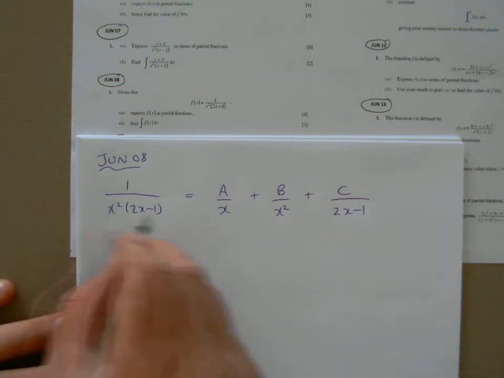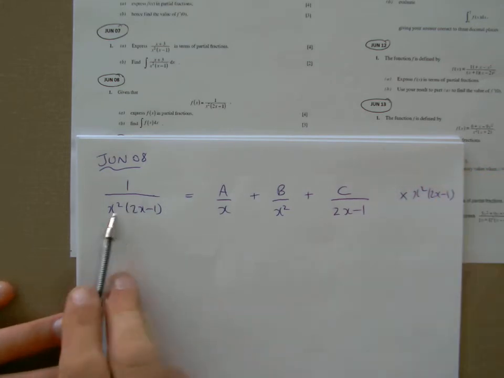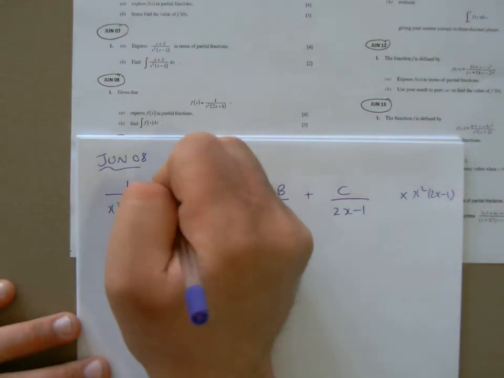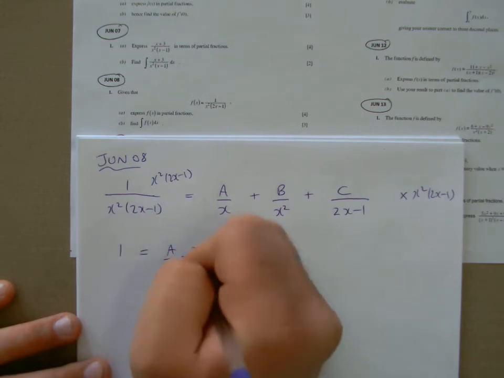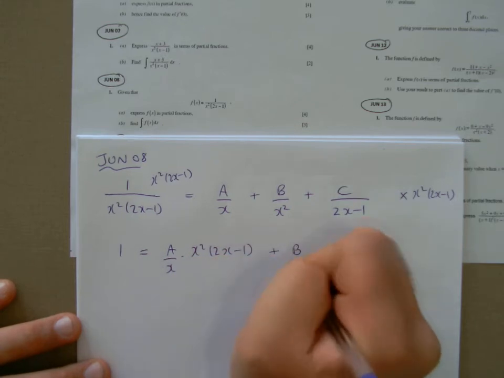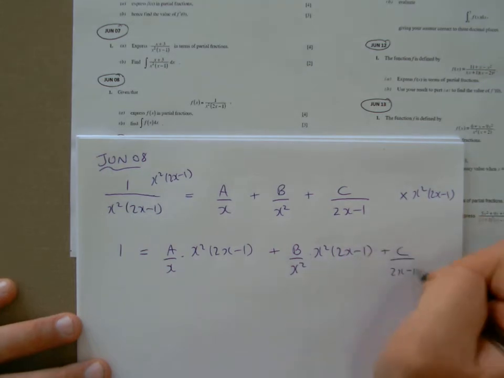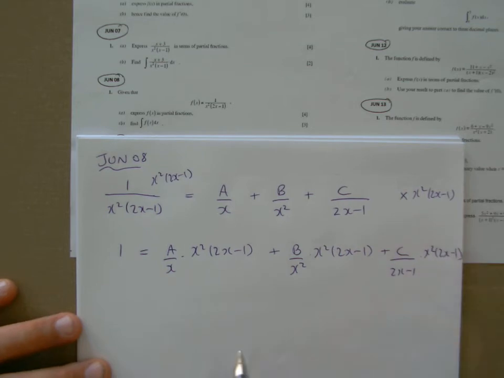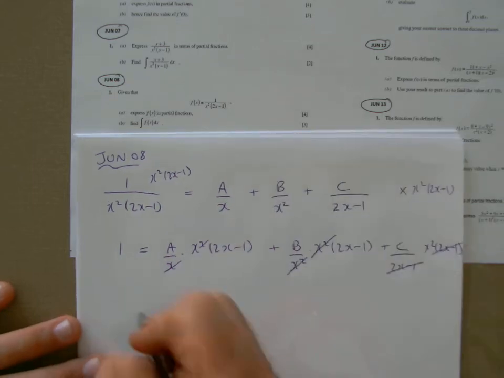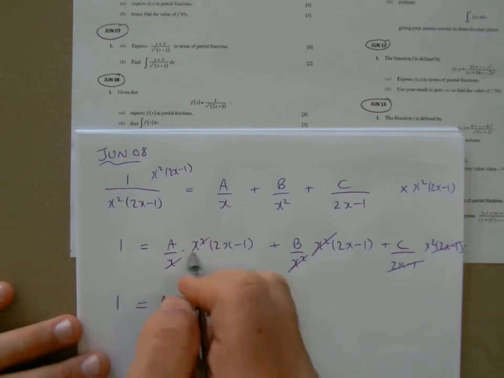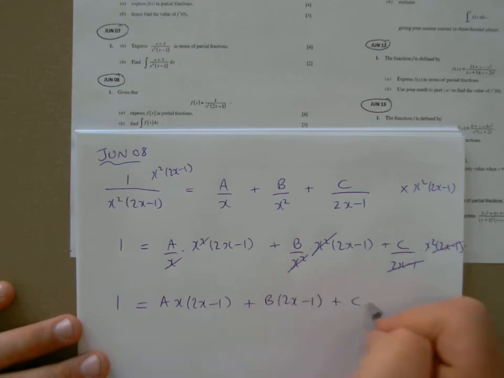So I'm going to multiply through by what's on the bottom here, the whole thing. And when I multiply 1 over x squared (2x minus 1) by that, they're just going to cancel, so it's going to end up with 1 here. A over x times x squared (2x minus 1), plus b over x squared times x squared (2x minus 1), plus c over (2x minus 1) times x squared (2x minus 1). What you notice then is that x squared will cancel with that x squared, and 2x minus 1 will cancel with that 2x minus 1. So you have 1 equals ax, there's still an x there, (2x minus 1), plus b, they've gone, so that'll be (2x minus 1), plus c x squared.